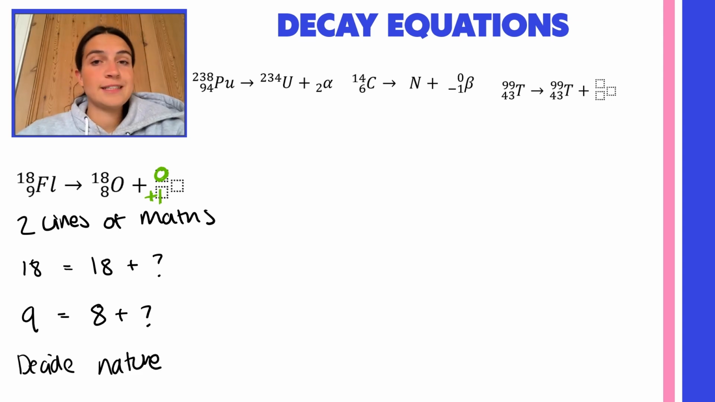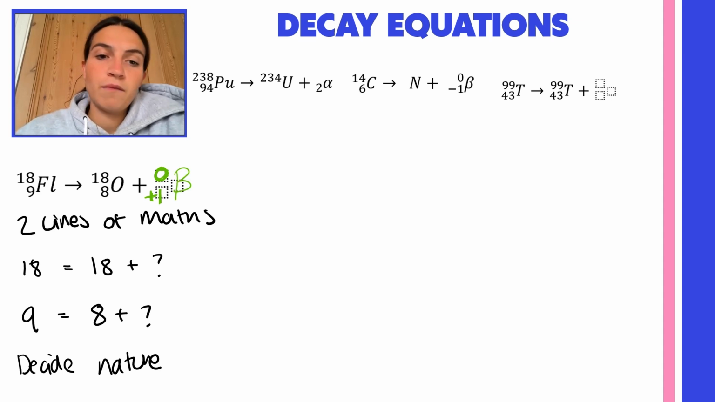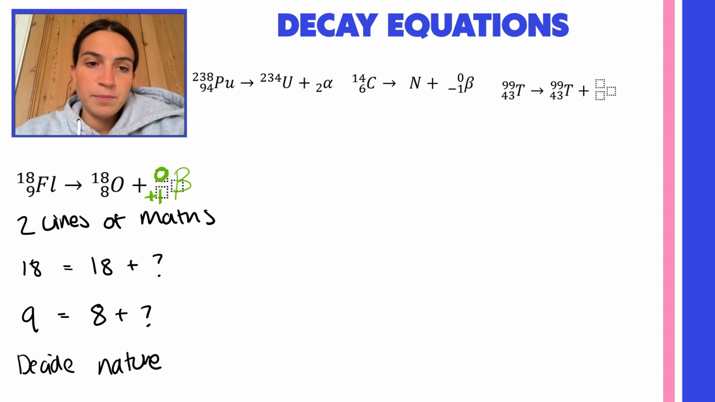Then it's up to us to decide the nature of that radiation. That's based on the fact that there's a top number of 0 and a bottom number of plus 1. And I know that my beta plus particle is the particle that has those two numbers. Okay, next question. Plutonium to uranium.